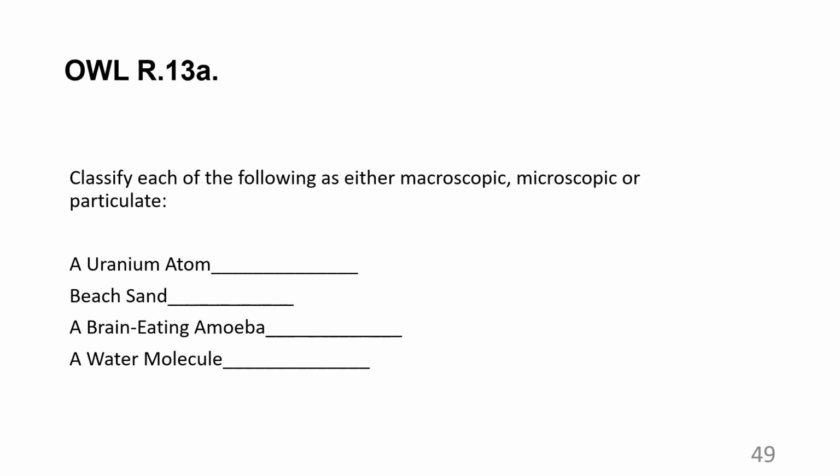Let's start with the uranium atom. Well, since it's an atom, it's going to be particulate. Beach sand, that's something we can see without any devices, so it is macroscopic. An amoeba, that is a small cellular organism, and so that would be microscopic. And finally, the water molecule, also like an atom, is going to be particulate.